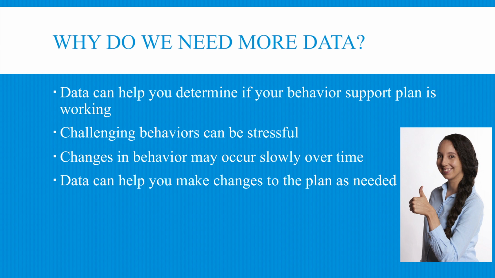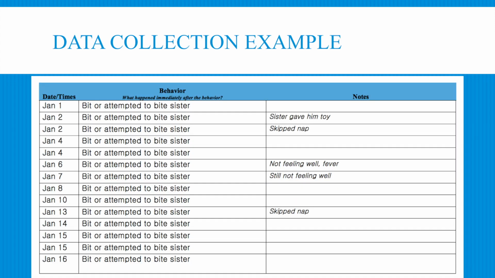You might not notice the changes, but the data you collect will show you if small change is happening. Finally, monitoring changes in challenging behaviors allows you to make decisions based on what is really happening, and not just how you feel that day. But don't be overwhelmed. After implementing the behavior support plan, you probably don't need to collect ABC data again. Instead, just track how often or how long your child engages in their challenging behaviors.